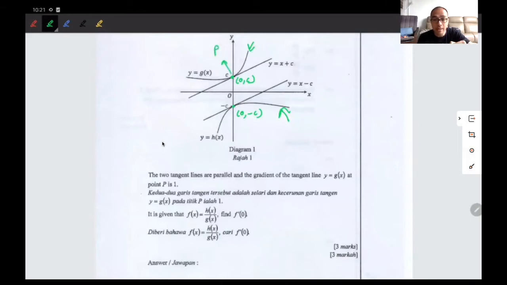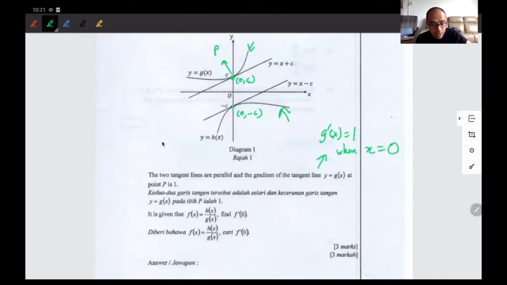Okay, so the gradient is 1. And that's a very important piece of information actually. The gradient of the tangent line at point P is actually 1. So this tells us that the differentiation of g(x) equals to 1. The value of the differentiation of g(x) equals to 1 when x equals to 0. At this point, when x equals to 0, the value of the differentiation equals to 1.